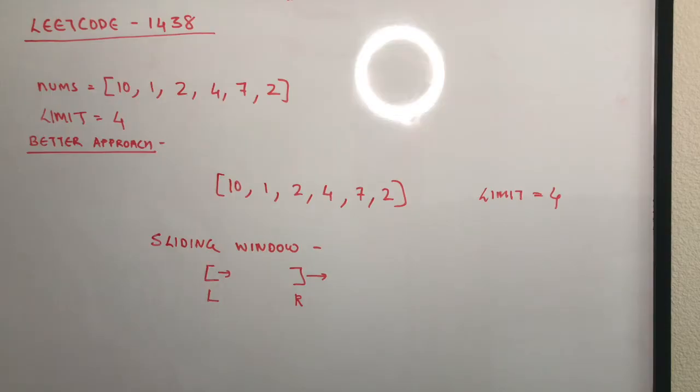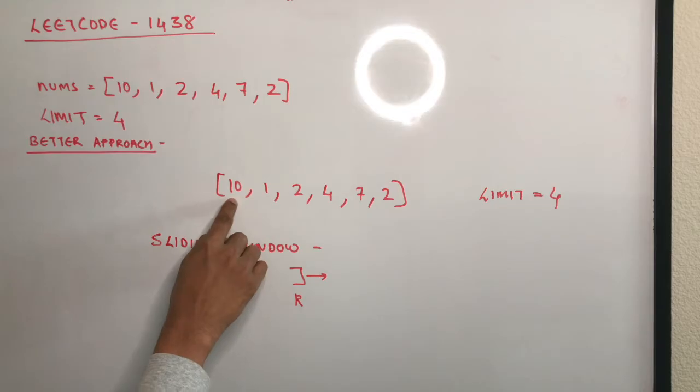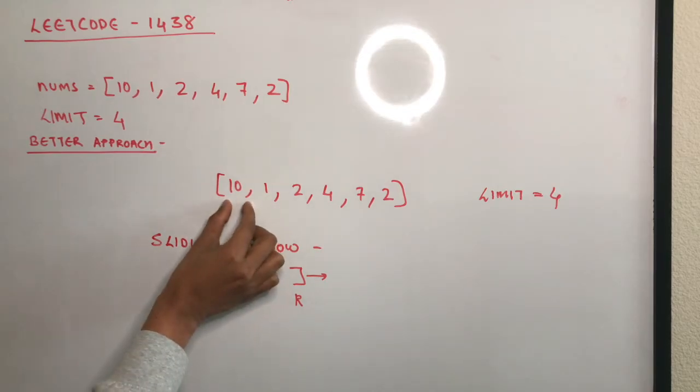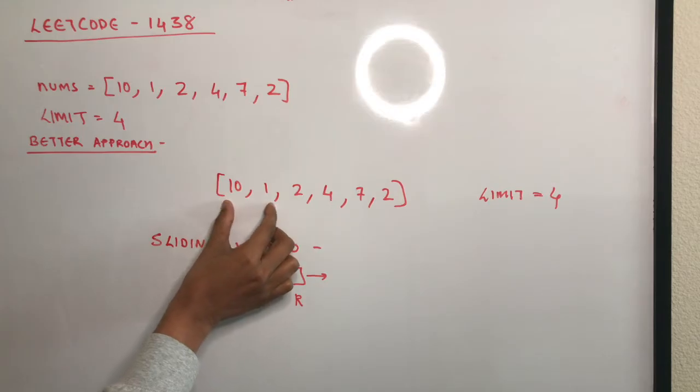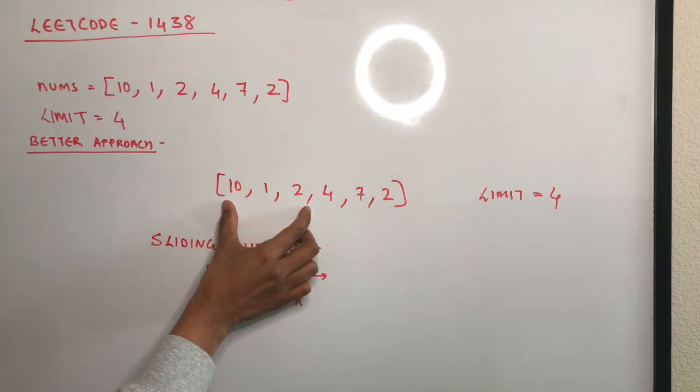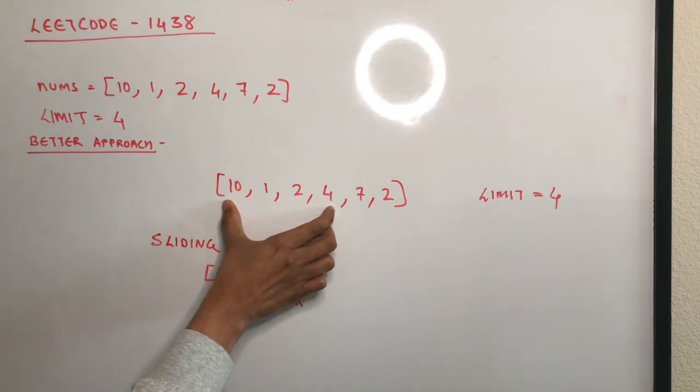As an example, if you start with a window of size 1 here, then you can increase the right side of your window and include the element 1 as part of the window. So now you have a window of size 2 with two elements, 10 and 1, and you can keep on doing it in a similar way, including more and more members as you go to the right.